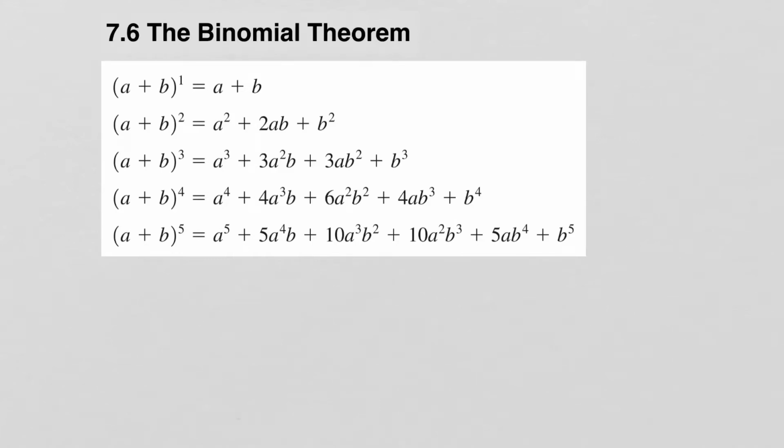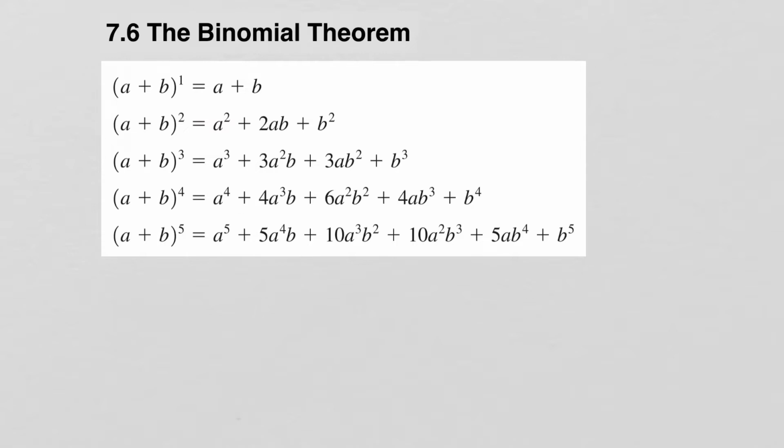In section 7.6, we look at the binomial theorem. Let's start by considering powers of the binomial a plus b. So we know that if we take a plus b and raise it to the first power, we get a plus b. A plus b to the second power, if you FOIL this, you end up getting a squared plus 2ab plus b squared.